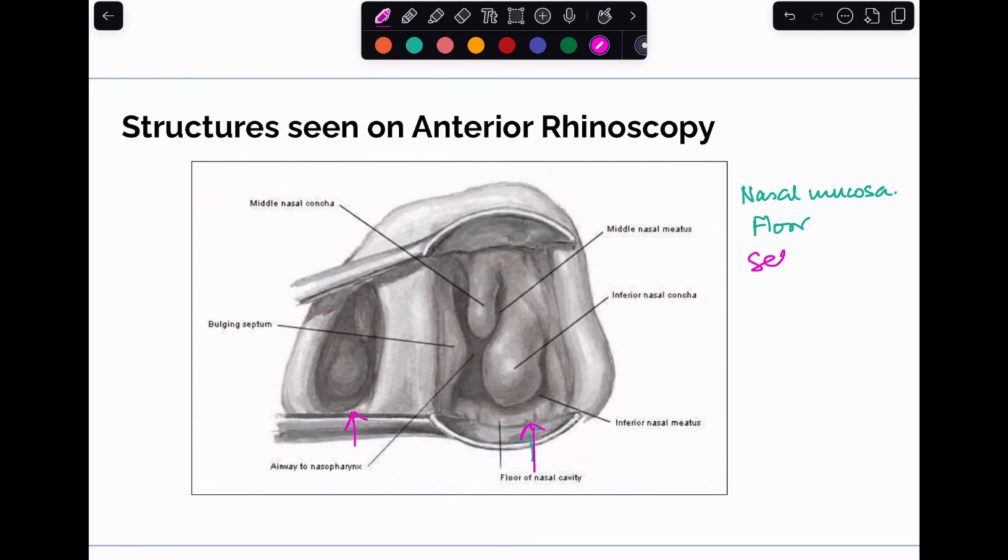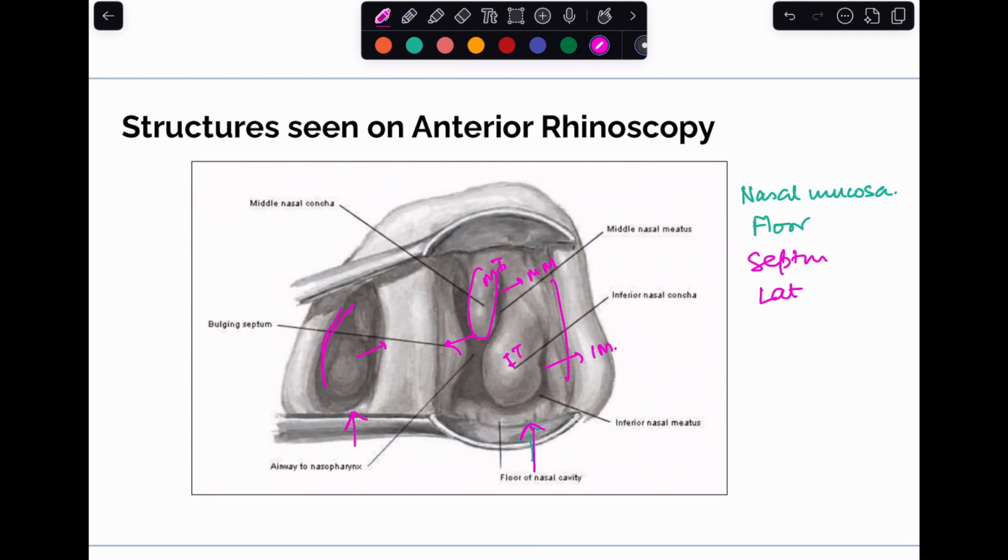Next, we will look at the septum. We'll look at the septum on both sides. Next, we will look at the lateral wall. These are the lateral walls. And in the lateral wall, we will look at the anterior end of the inferior turbinate and the middle turbinate. So this is the middle turbinate and this is the inferior turbinate. We'll look at the anterior end of it and we'll also look at the meatus. This is the middle meatus and this here is the inferior meatus. So this is what we'll see on the lateral wall.